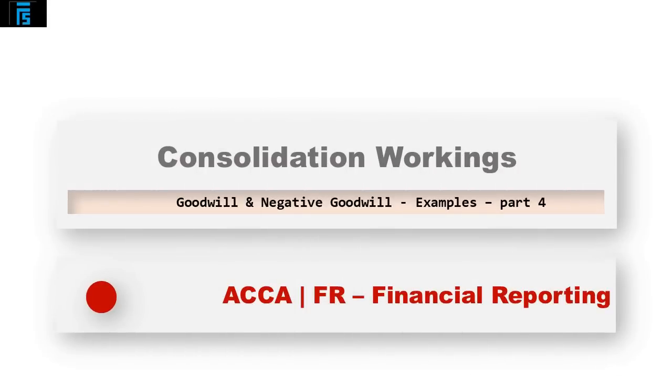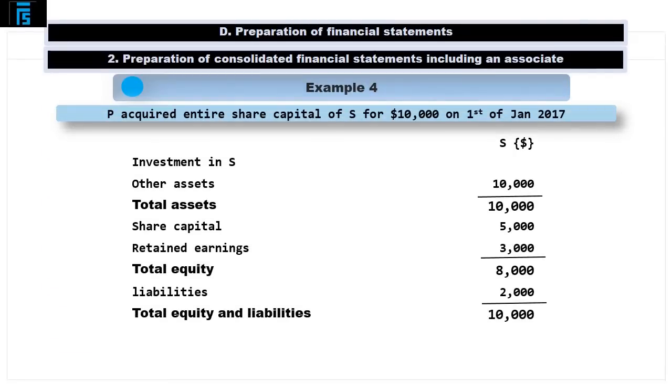In the fourth consolidation workings video, I want us to expand on the previous scenario by performing a consolidation that features the follow-on consequences of fair value adjustments at a date subsequent to the date of acquisition. Example 4 reads, P acquired the entire share capital of S for €10,000 on the 1st of January 2017, when the statement of the financial position of S was as follows.